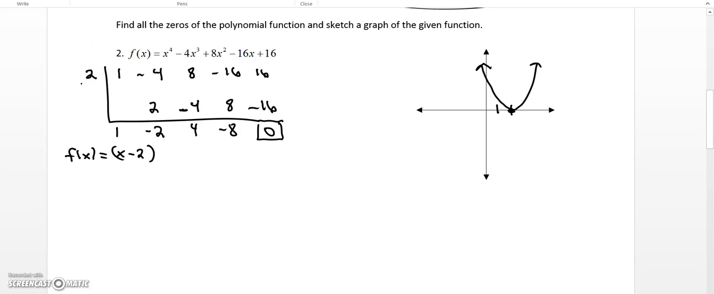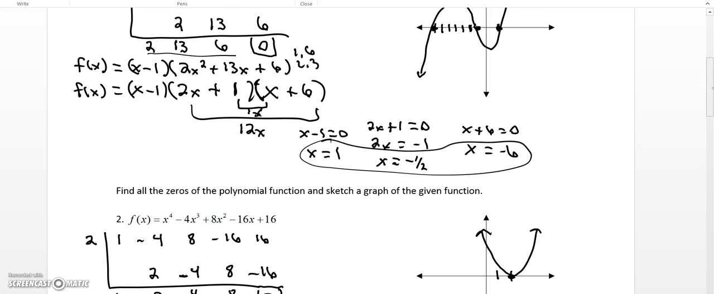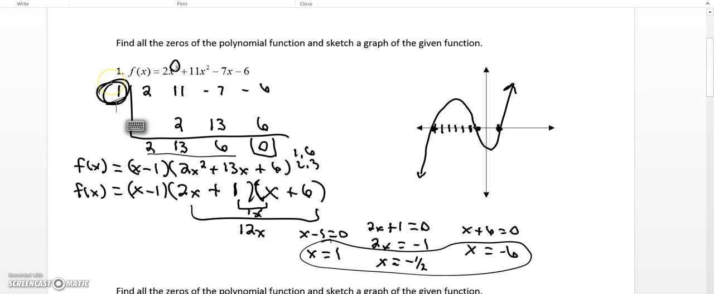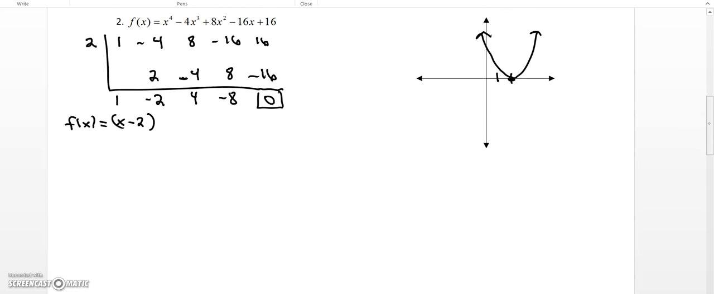So in the previous problem, I actually just chose the 1 because it was a really nice number. If we slide up here really quick, I could have used any of these 3 numbers in the spot that we have circled up here. I just chose to use 1. I could have used negative half or negative 6. All right, so it just reminded me of that.